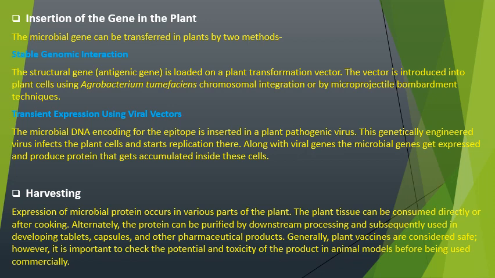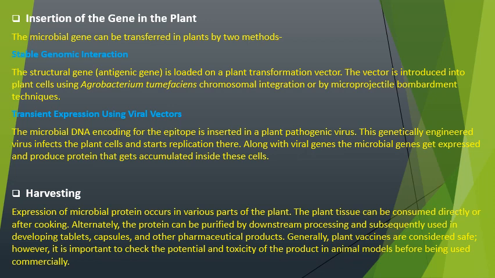Another way of inserting the gene of interest within a plant genome is the transient expression using viral vectors. The microbial DNA encoding for the epitope is inserted in a plant pathogenic virus. This genetically engineered virus infects the plant cells and starts replicating there. Along with the viral gene, the microbial gene of interest also can be expressed and produce protein that gets accumulated inside the plant cells. The last step in plant vaccine production will be the harvesting.